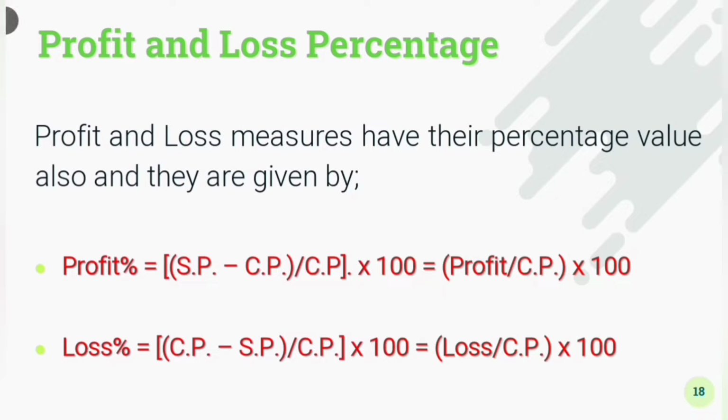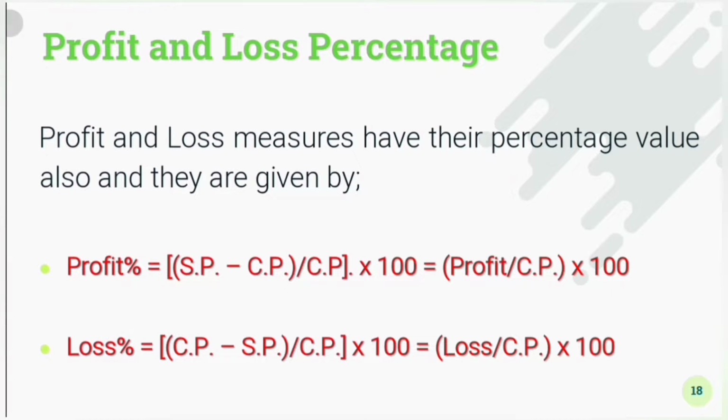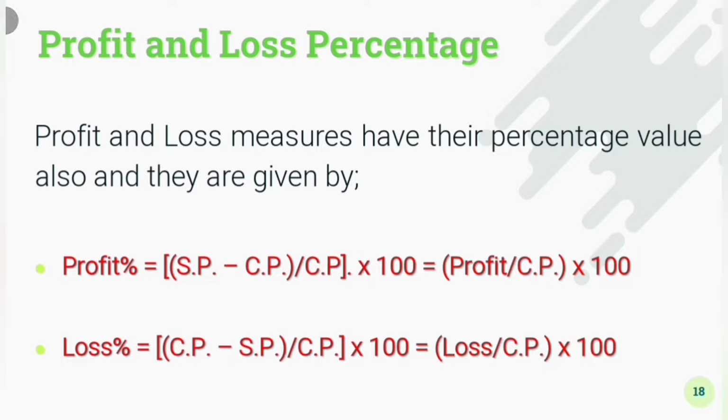Profit and loss percentage. Profit and loss measures have their percentage value also, and they are given by profit percentage, that is sales price minus cost price divided by cost price multiplied by 100, or we can say that profit divided by cost price whole multiplied by 100. Loss percentage is equal to cost price minus sale price divided by cost price multiplied by 100, or we can say that loss divided by cost price multiplied by 100.